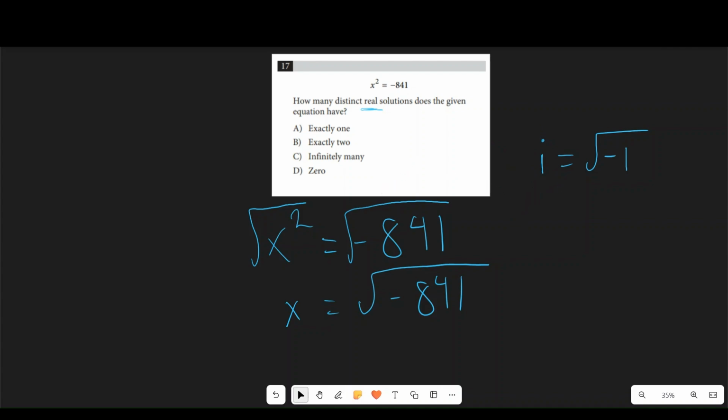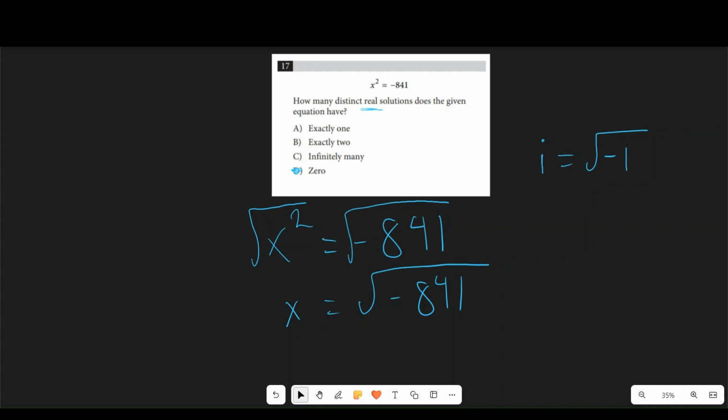So this is a pretty simple problem if you know this concept. The square root of a negative number gives you an imaginary solution. So that's why our answer choice would be D, 0.